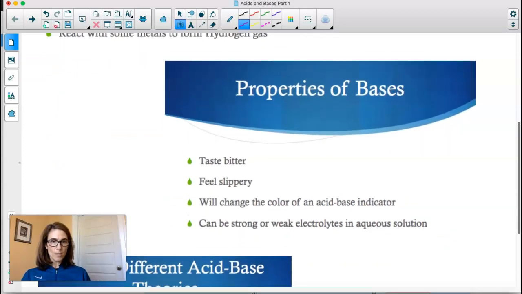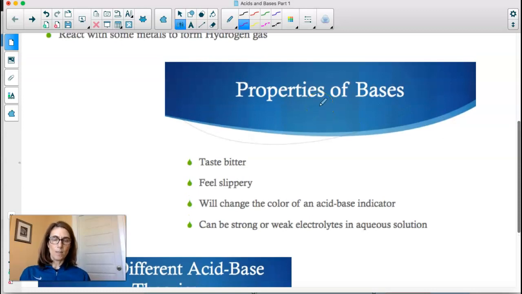So next would be our properties of bases. Bases taste bitter, a little differently than our acids taste. Bases have sort of a slippery feel to them. If you were to have some on your fingers, they would feel slippery. Bases will also change the color of an acid-base indicator, but that would be a different color than an acid would turn that indicator. And bases can be strong or weak electrolytes in aqueous solution. Again, electrolytes are those substances that do conduct electricity in solution. So those are some properties of bases.